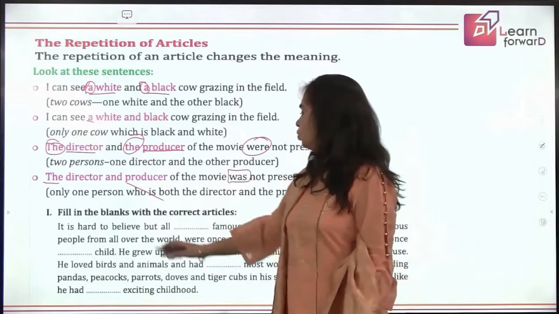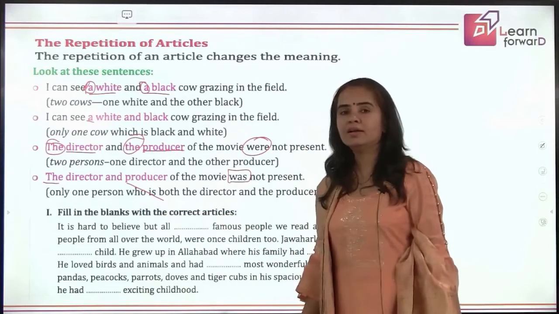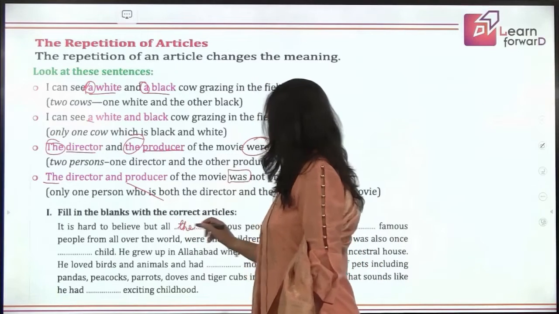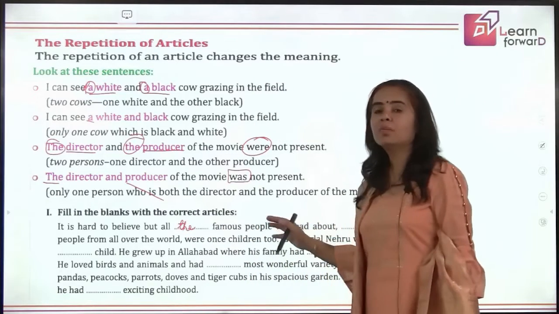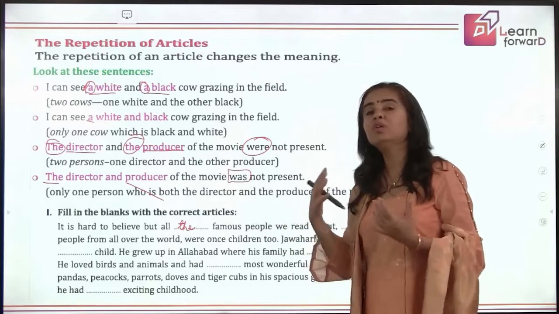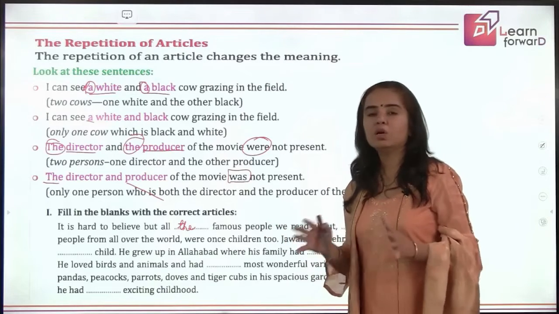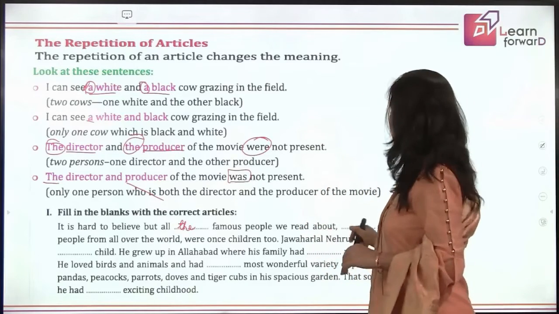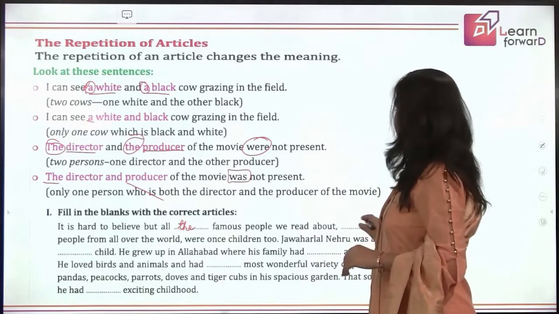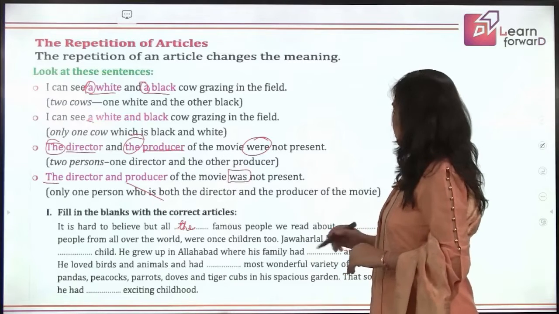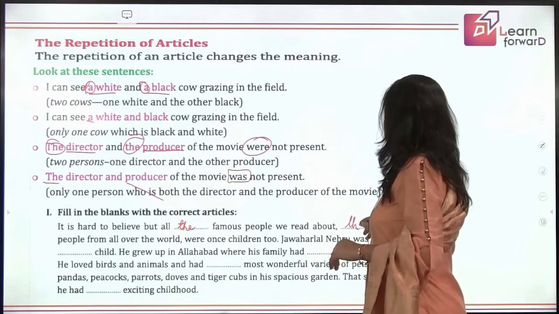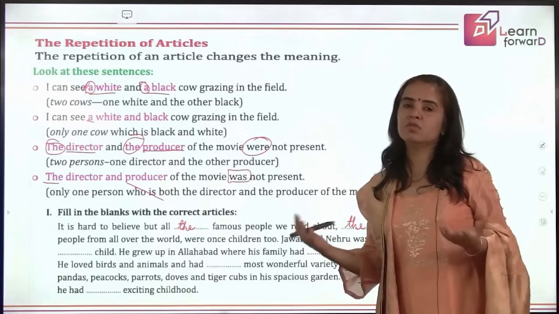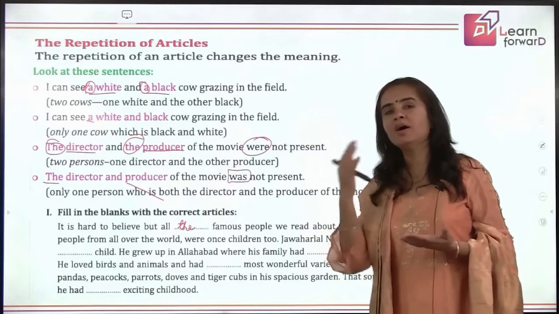It is hard to believe, but all, yes, all the famous people we read about. So we are talking about the famous people about whom we read. That means we are not talking in general. We are talking about those particular people about whom we read. The famous people from all over the world. Yes, those famous people from all over the world were once children too. Yes, of course. The journey begins from a baby.